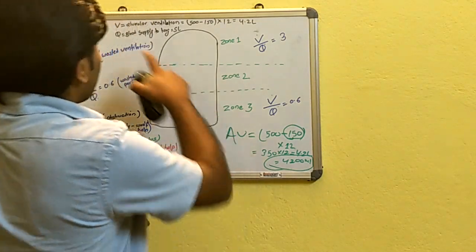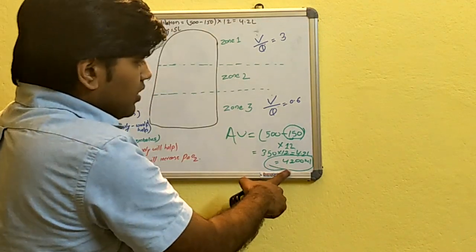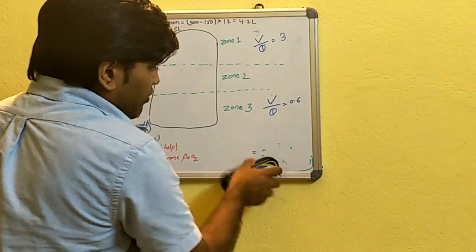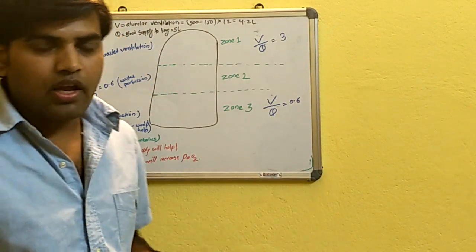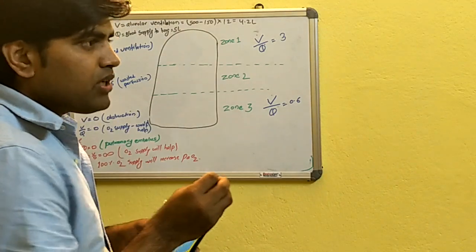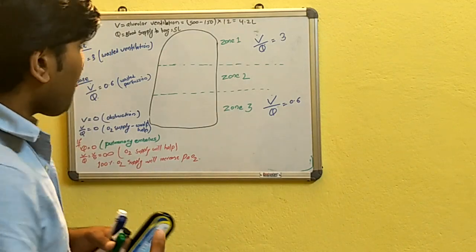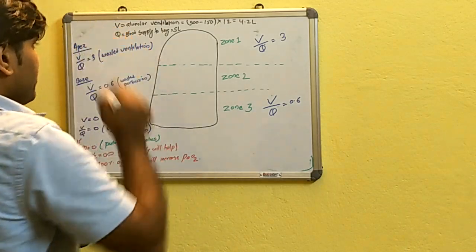Now our ventilation, which we are talking about, is the alveolar ventilation, that is 4200 ml. When we talk about perfusion, it is the blood supply to the lung, and it is around 5 liters. So in each minute 5 liters of blood is supplied to the lung. Now, what is the ventilation perfusion ratio?